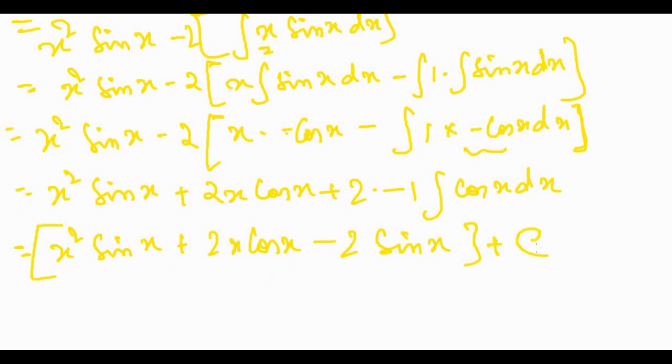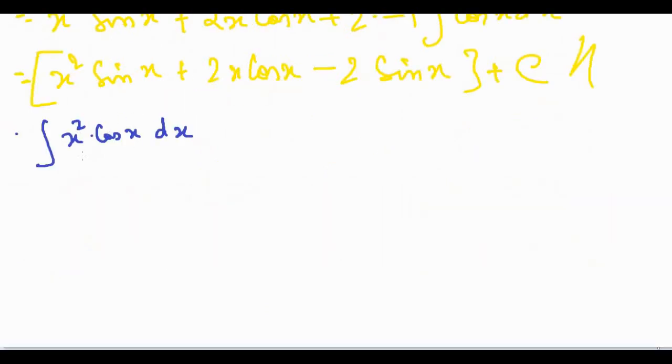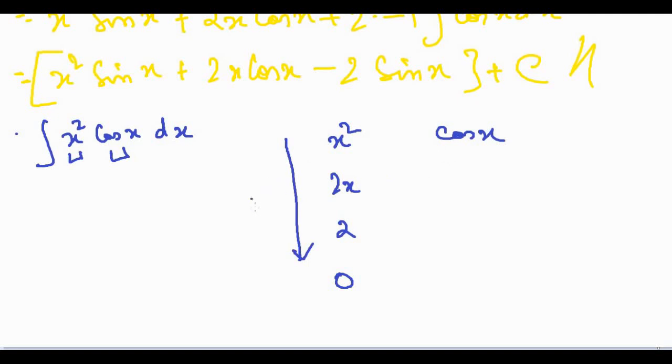Now I am going to demonstrate an easier method of doing this entire problem. So this was the integral which we had, and in order to do this integration quickly, I am going to demonstrate a shortcut technique. This x squared, the first function, I am going to write here, and this second function I am going to write over here. Now simply we are going to take the derivative of this first function. The derivative of x squared is nothing but 2x, the derivative of 2x is 2, and the derivative of 2 is 0.